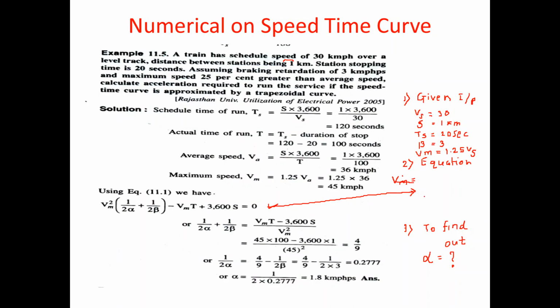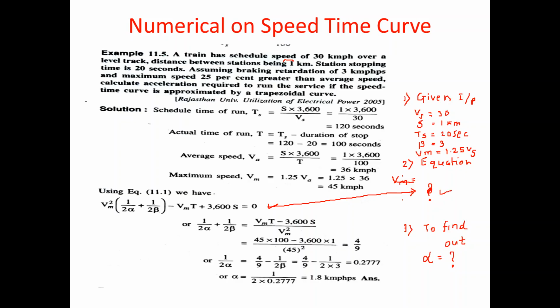This is already given. We have derived this equation. This is a quadratic equation that we have derived for the trapezoidal speed time curve. So I am using this equation: Vm square (1 by 2 alpha plus 1 by 2 beta) minus Vm T plus 3600 S is equal to 0. This is the equation I am going to use here.